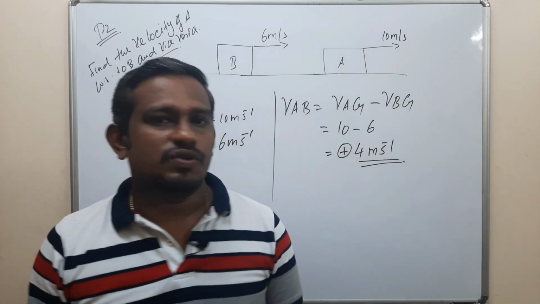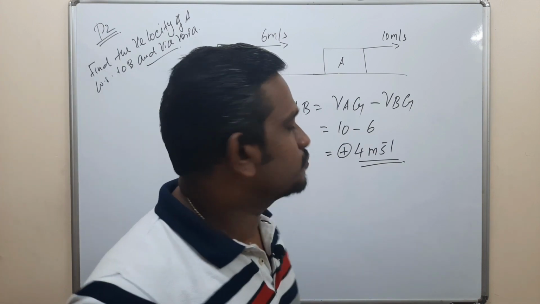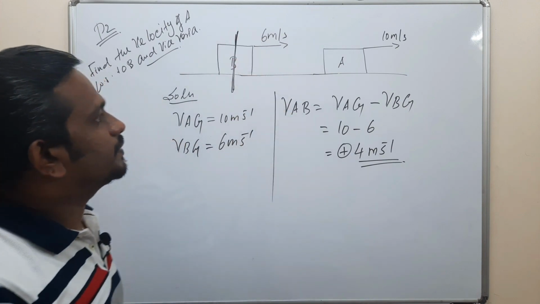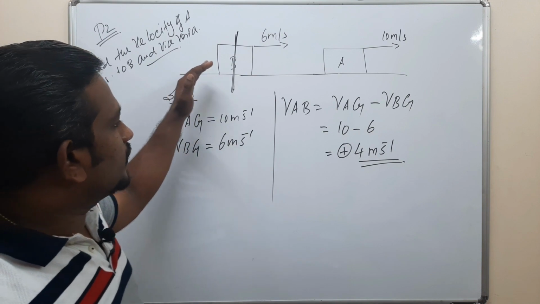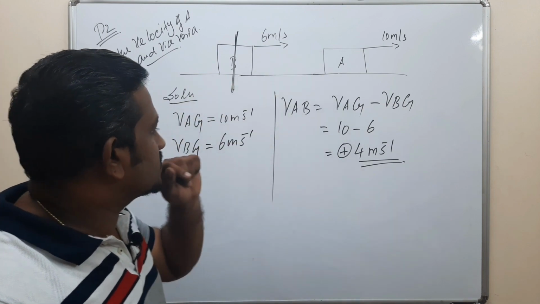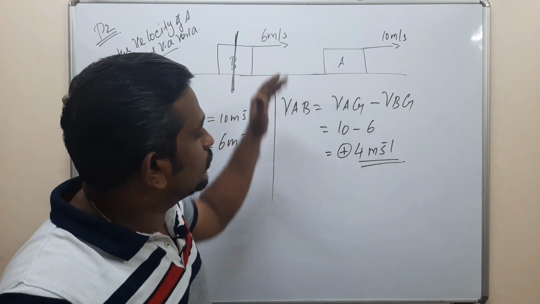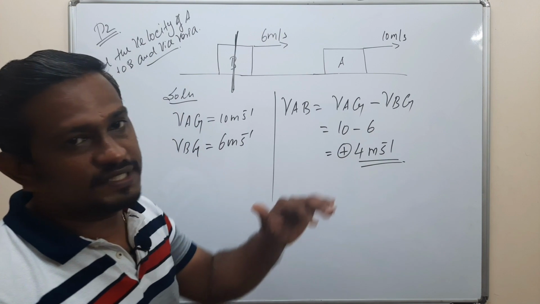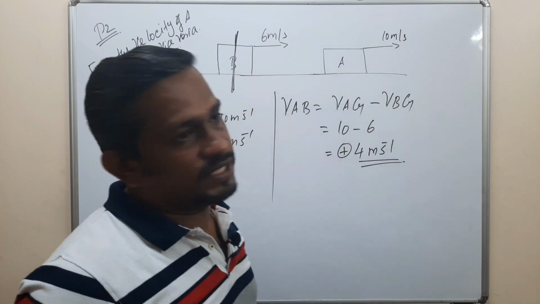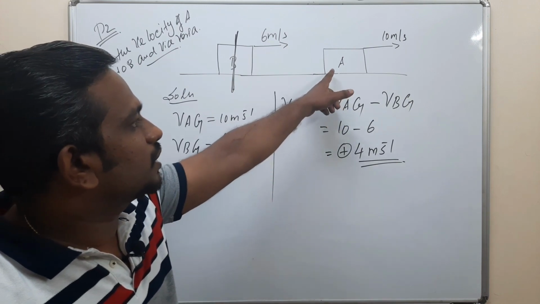So what is the feel? Velocity of A with respect to B. So B is the observer, so the observer is on the car B. When an observer in the car B is watching the car A, what does he feel? He feels that the car A is moving in the positive direction, plus 4 meter per second. Plus 4 meter per second means the car A is moving in the forward direction with the speed of 4 meter per second. Actually, 10 meter per second is according to the ground frame.